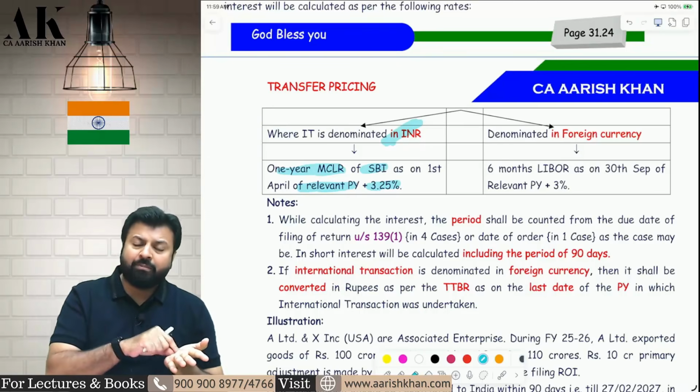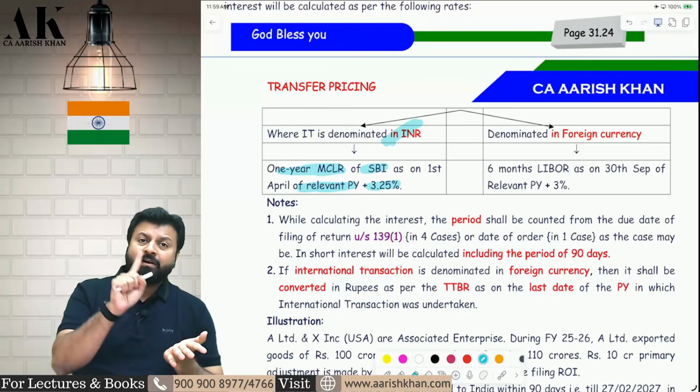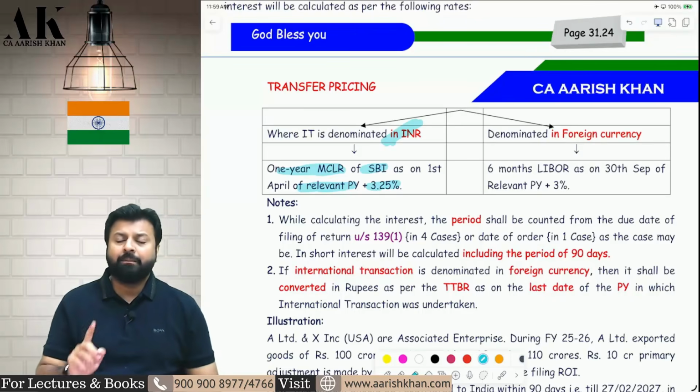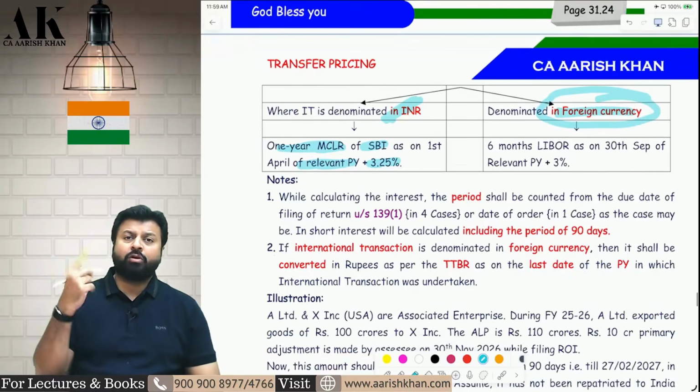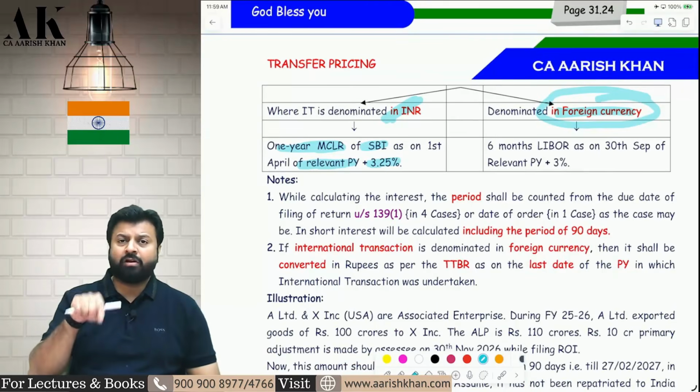For whichever year you are computing the interest, that year's 1st April you have to take MCLR plus 3.25%. Okay, understood, sir. Sir, what if the transaction is denominated in foreign currency? If the transaction is denominated in 50 crore dollars, first convert that 50 crore dollars into rupees and then go ahead.